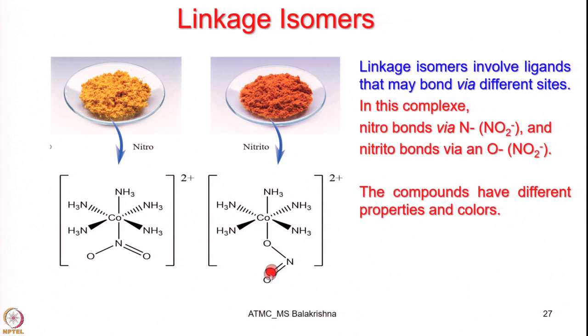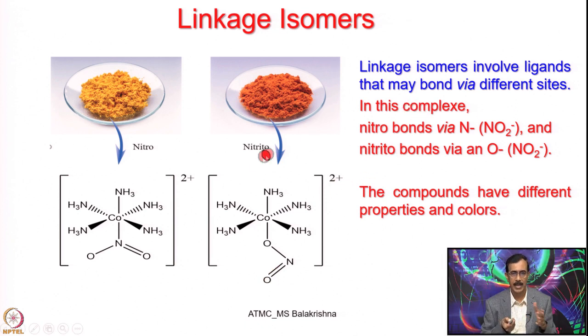Linkage isomerism involves ligands that may bond via different sites. Again, I showed you in the previous slide that I have written the structures here. And an interesting thing is these compounds have different properties and also colors. You can see when nitro is there, where nitrogen is coordinated, it is orange yellow in color, and in this one it is orange red or something like that.